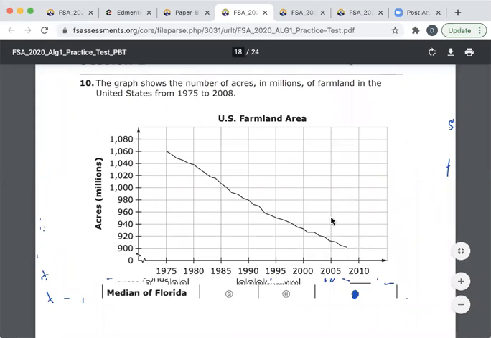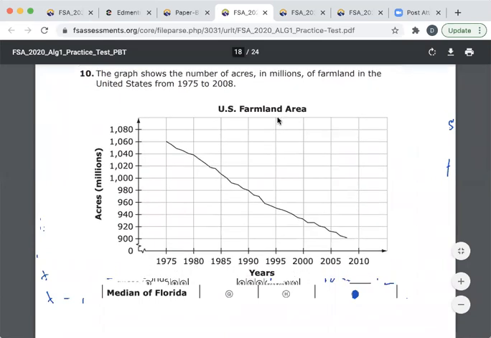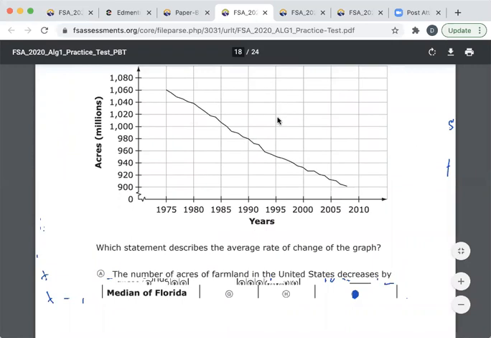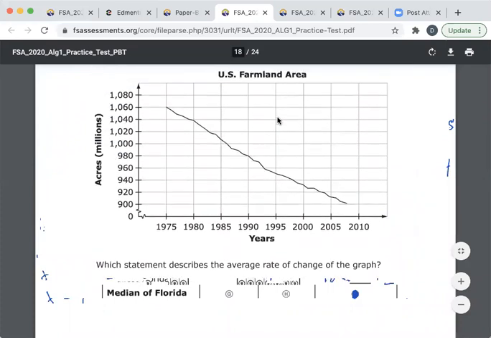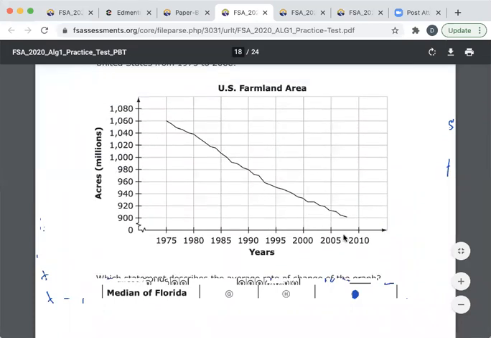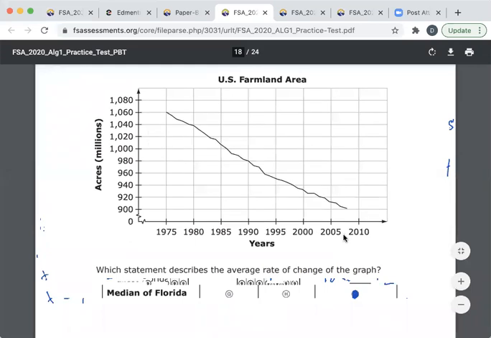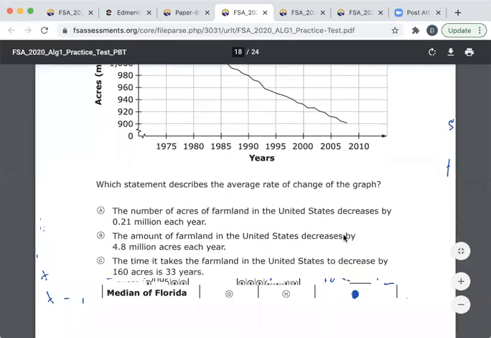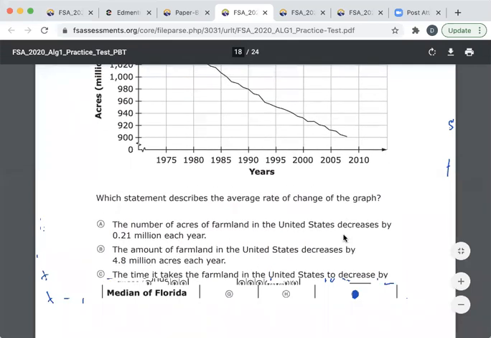Okay, so here we have a graph which shows the number of acres in millions of farmland in the US from 75 to 2008. And which statement describes the average rate of change? So if we look at the graph, it has a negative slope, it's going down, meaning that there's less acres of farmland from 75 to 2008. So let's look at the answers here and see which one is the best description of this graph.